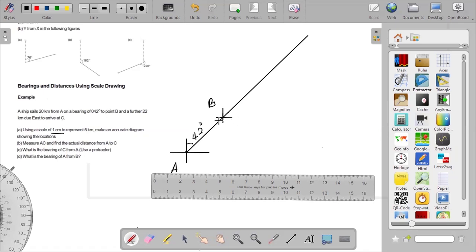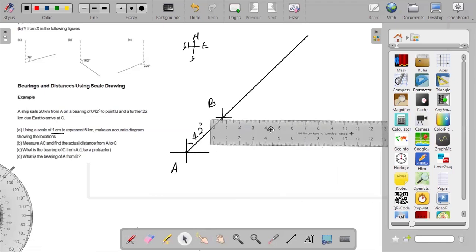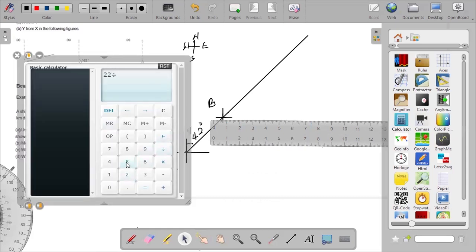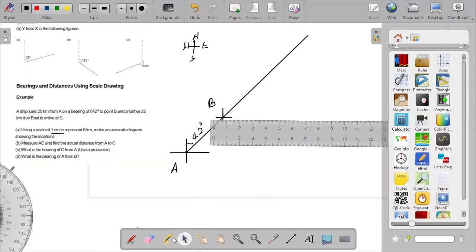Now, when the ship got to point B, it changed its course of movement. It was moving like this before, represented by this line. But when it gets here, it changes the direction and moves towards east. Remember the cardinal points: this is north, south, west, and east. So the ship now begins to move straight from point B and we move a distance of 22 kilometers. Again, we need to convert based on our scale. That is 22 divided by 5. Let's use the calculator. 22 divided by 5 is 4.4. We need to measure a distance of 4.4 centimeters from point B.